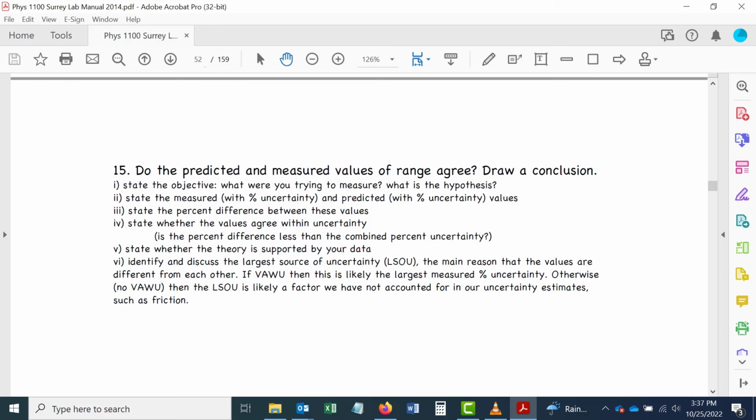And you identify a largest source of uncertainty regardless of whether your values do or do not agree with an uncertainty. If the values do agree with an uncertainty, then your largest source of uncertainty will be something you took into account. So you go and look at your raw data values. Whichever measurement you took had the largest percent uncertainty, that would be your largest source of uncertainty when the values agree with an uncertainty. If the values do not agree with an uncertainty, then the largest source of uncertainty has to be something you didn't take into account. So something like friction or air resistance, or maybe the track wobbled or something. In general, pick one thing. Choose the one thing you think is most likely to be your largest source of uncertainty.